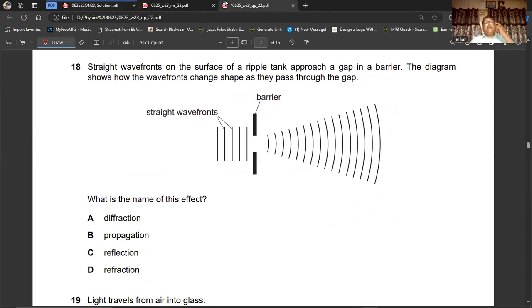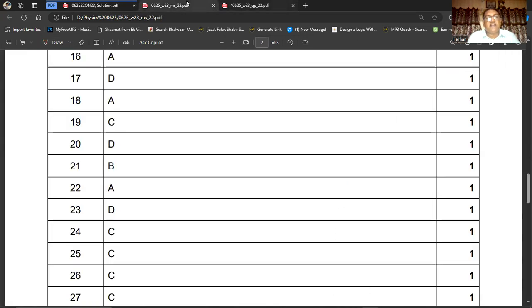Now we are on question 18. Straight wavefronts on the surface of a ripple tank approach a gap in a barrier. The diagram shows how the wavefronts change shape as they pass through the gap. What is the name of this effect? When the wavefronts pass through that gap, they convert into circular wavefronts. Before passing through that gap, they were straight line wavefronts. After passing through that gap, they have become circular. This process is called diffraction. So A is the option, sir. Question number 18, A is the right option.